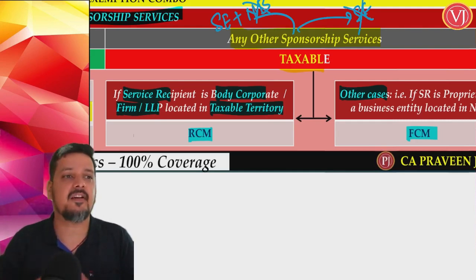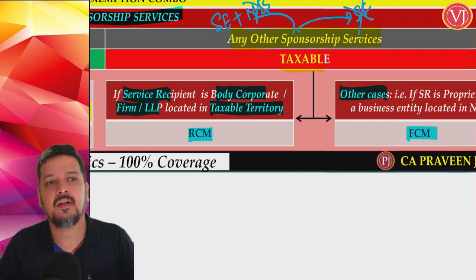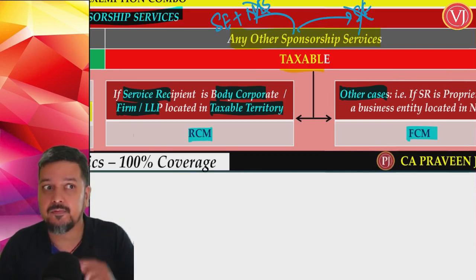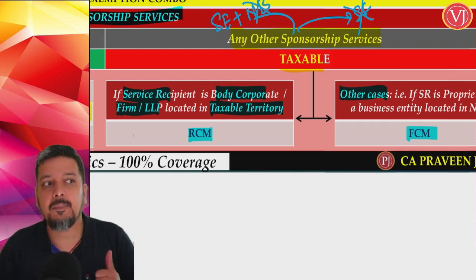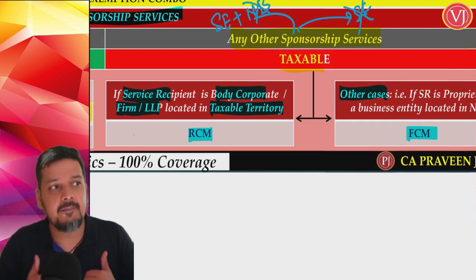What if I change the entire situation? I sponsored an event organized by ITC Limited. Vishal Jain sponsored an event organized by ITC Limited. Who's the supplier, who's the recipient? Be very careful. I am the recipient. Vishal Jain is the recipient.